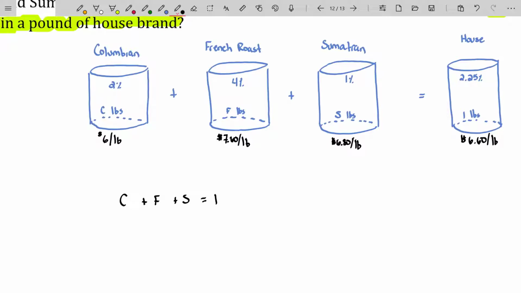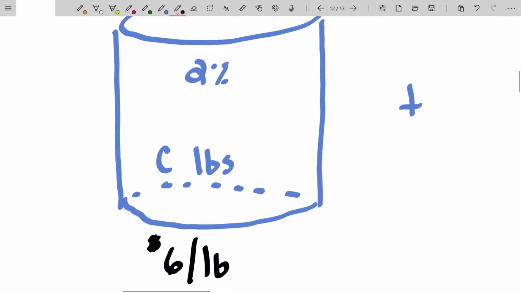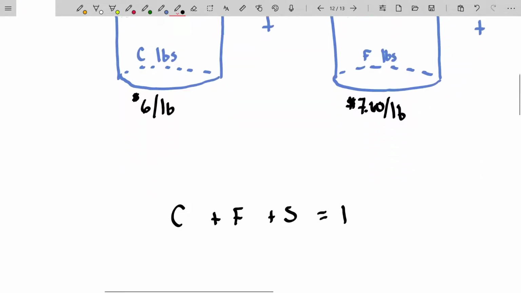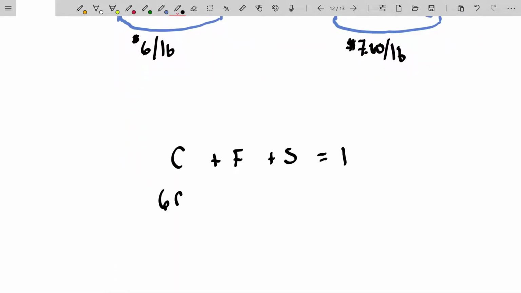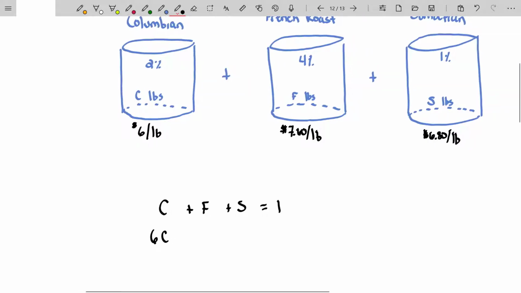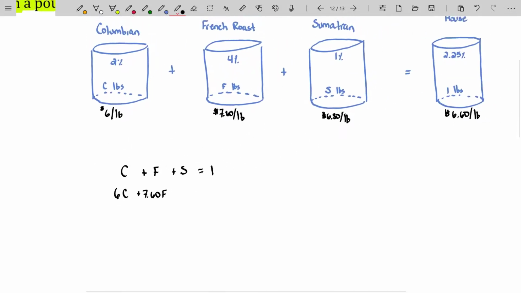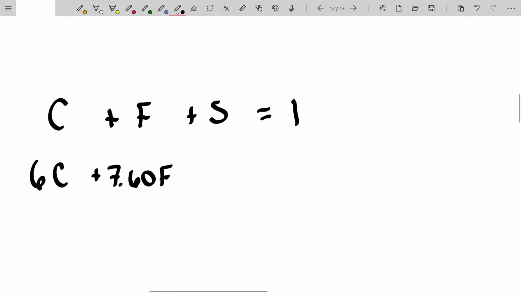That's actually not too bad. That's an equation about the number of pounds. Now we need an equation about the price. Well, the price of the Colombian is $6 per pound, and we have C pounds of it. So 6C is the cost of the Colombian coffee we have in that mix. And then $7.60 F will be the cost of the French roast, $7.60 times the number of pounds of French roast we have in there. And then $6.80 times the number of pounds of Sumatran.